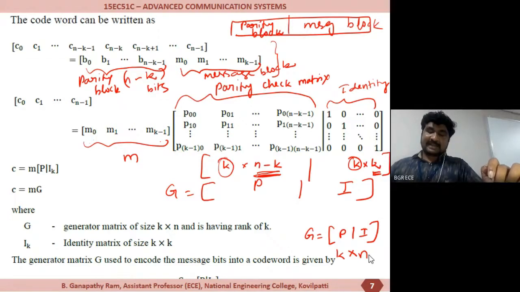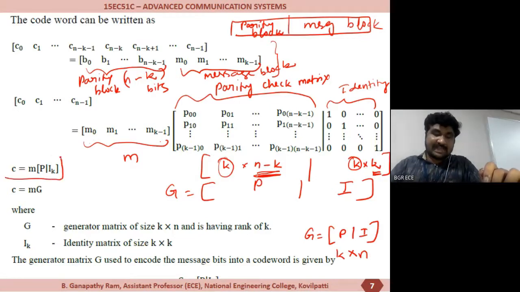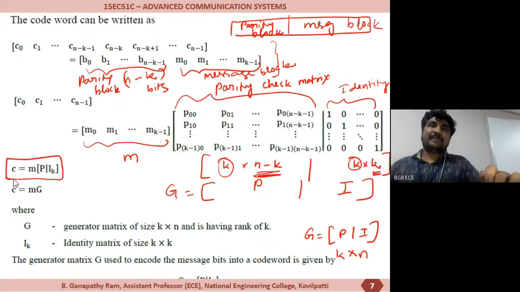So the generator matrix has a size of k cross n and a rank of k. And simply we can write the code word as C is equal to M into the combination of the parity matrix and the k cross k identity matrix, and that combination is simply called the generator matrix. So the code word will be generated by multiplying the message vector with the generator matrix.